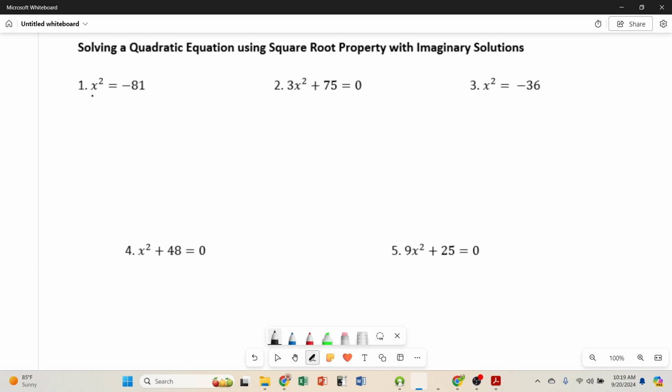So we're just going to take the square root of each side of this. So this becomes x. Well, the square root of negative 81 is the square root of 81 times the square root of negative 1. So x is going to be equal to the square root of 81, which is 9, and the square root of negative 1 is i.